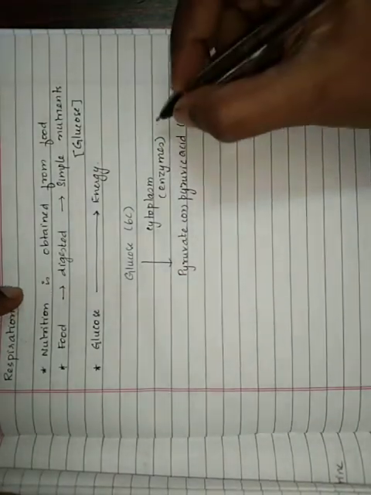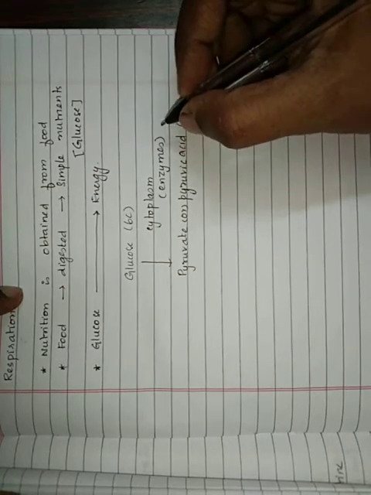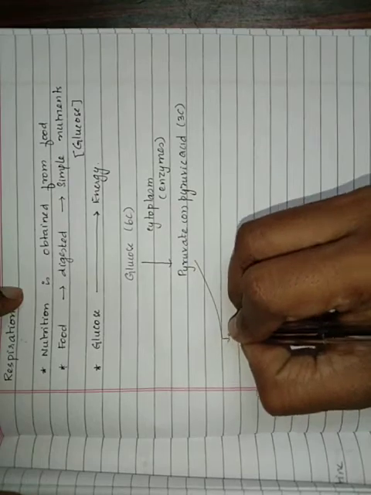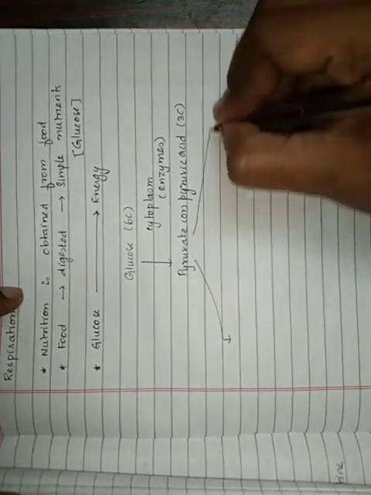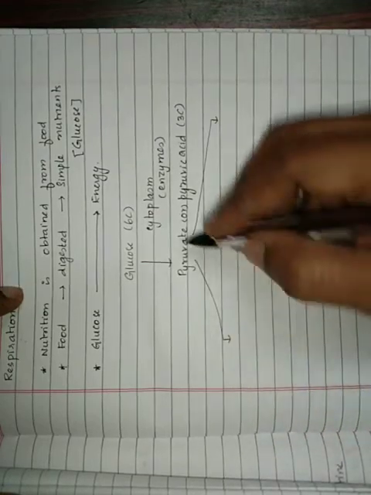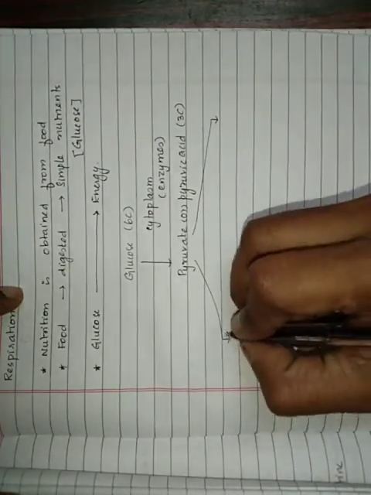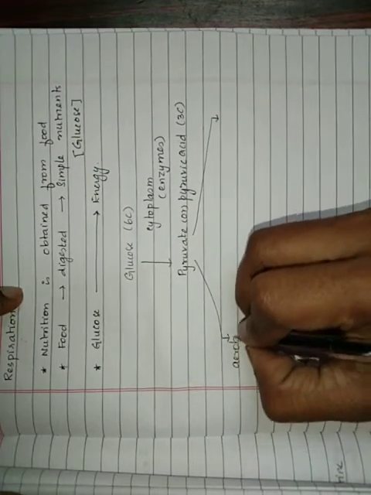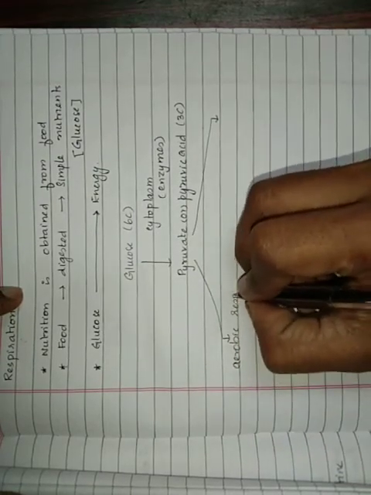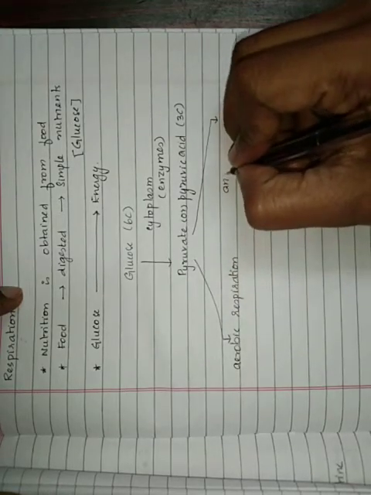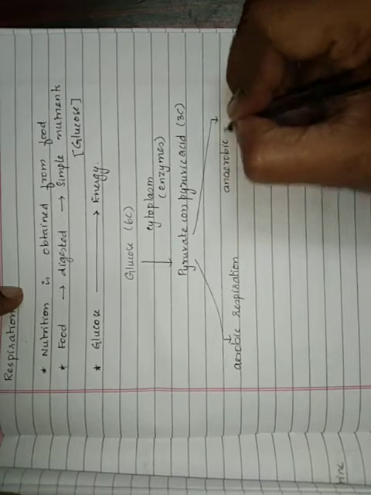So this happens in the cytoplasm with the help of enzymes, and this pyruvate can take up 2 different types of processes. The process of breakdown of glucose, we know, is respiration. Pyruvate can take up either aerobic respiration or anaerobic respiration.